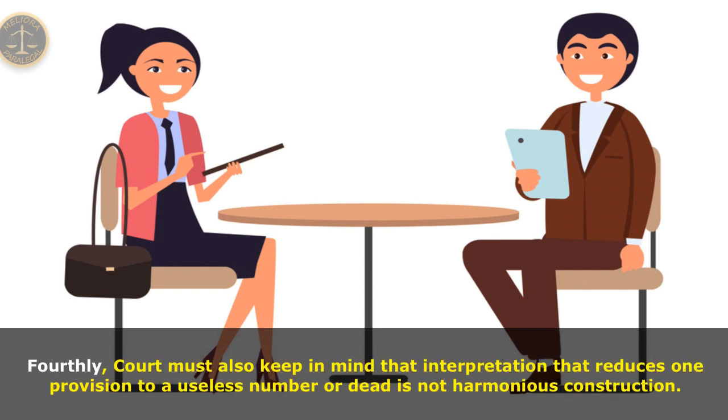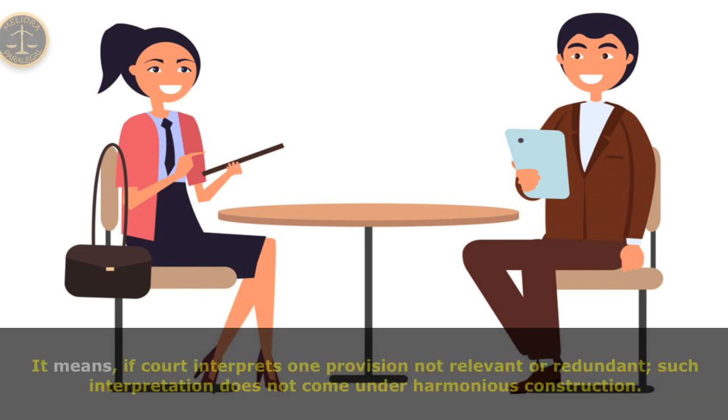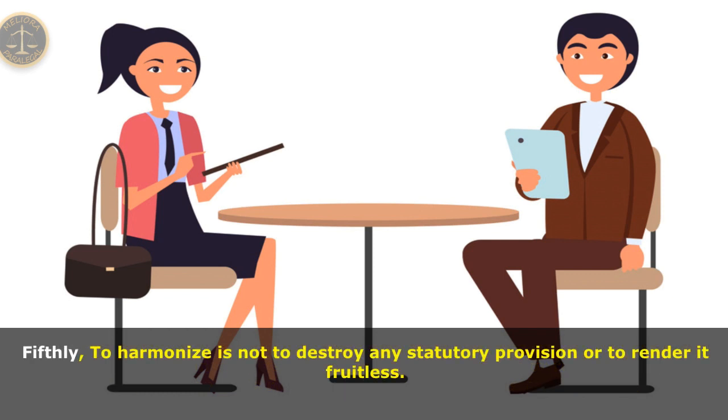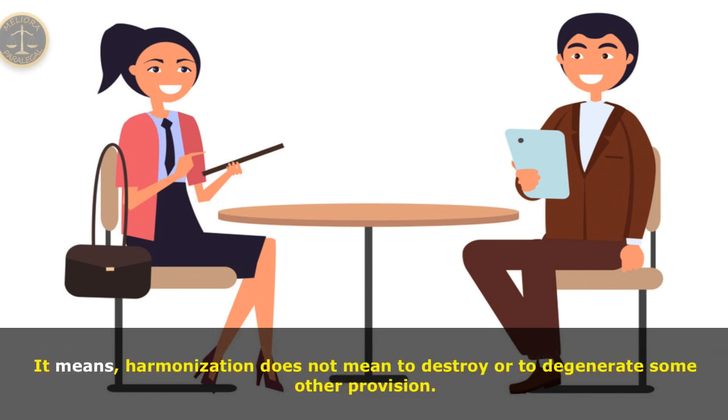Fourthly, the court must also keep in mind that an interpretation that reduces one provision to a useless number or dead letter is not harmonious construction. It means, if the court interprets one provision as not relevant or redundant, such interpretation does not come under harmonious construction. And fifthly, to harmonize is not to destroy any statutory provision or to render it fruitless. It means harmonization does not mean to destroy or degenerate some other provision.